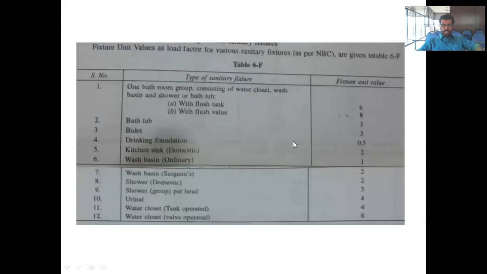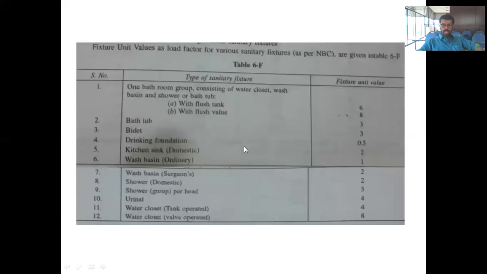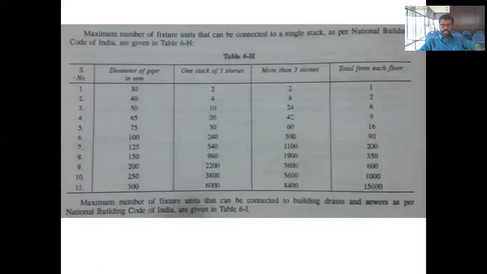So what is our fixture unit? Our fixture unit is 380. So go there and see where 380 is. More than 3 stories, you can see 824 into 60. After 60, it is 500 only. So 380 is coming closer to 500 only. So if it is 500, what will be the diameter of the stack pipe? It will be 100. 100 internal diameter. So 100 is the stack pipe. Till 500.